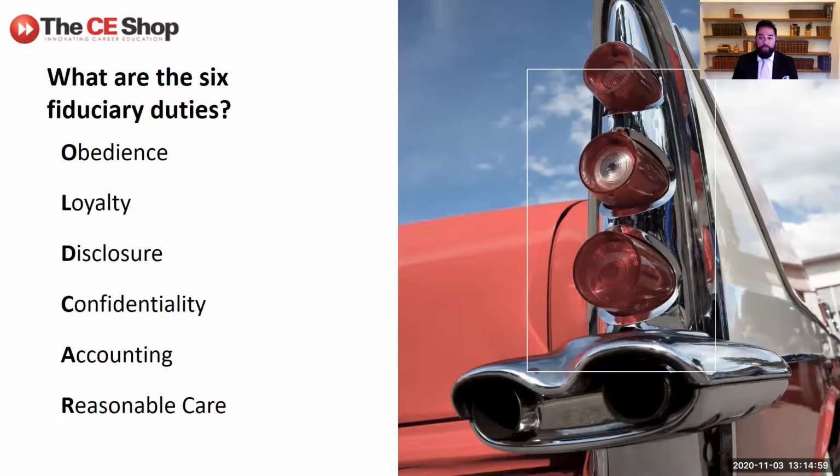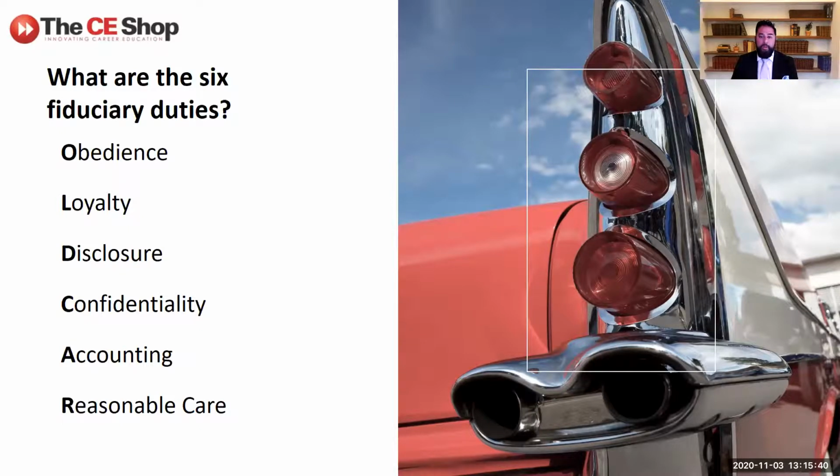Obedience, loyalty, disclosure, confidentiality, accounting, and reasonable care. Obedience, again, as we know, is that you have a responsibility to abide by your client's well wishes and what they want to do, provided that it's within the framework of the law, of course. Loyalty doesn't mean what you think loyalty means in this particular case. What loyalty means is that you are not going to put your own needs above your client. You're not going to sit here and think what's best for my client, because it's not about what you think. It's about your client. So always remember that.